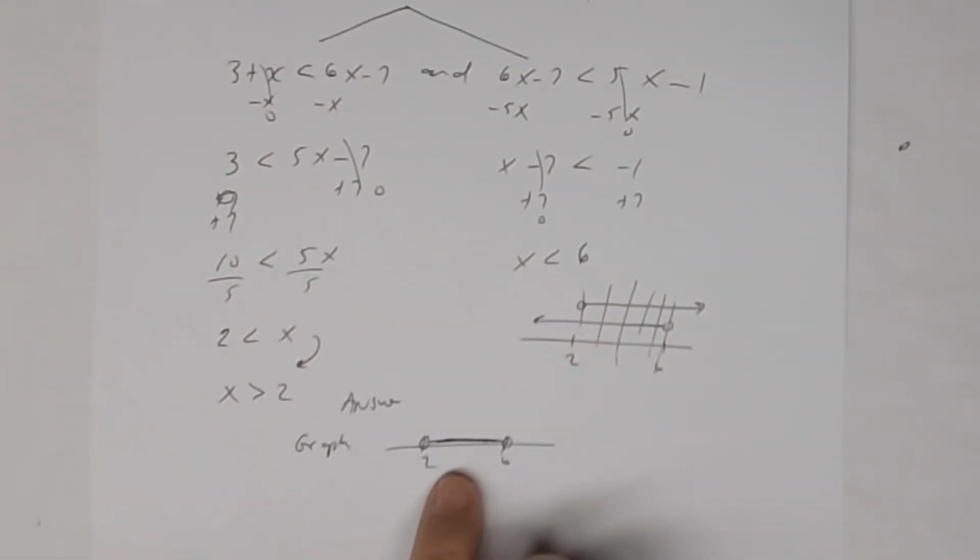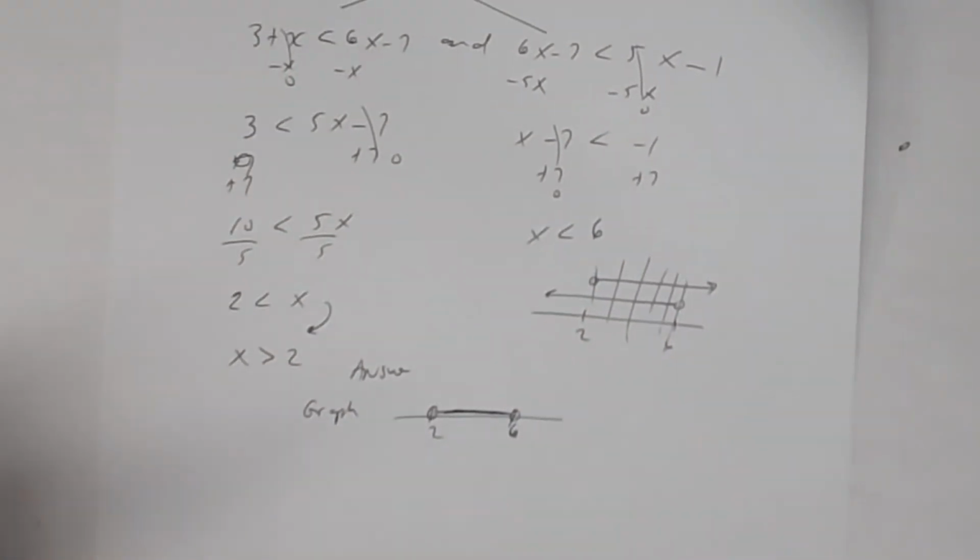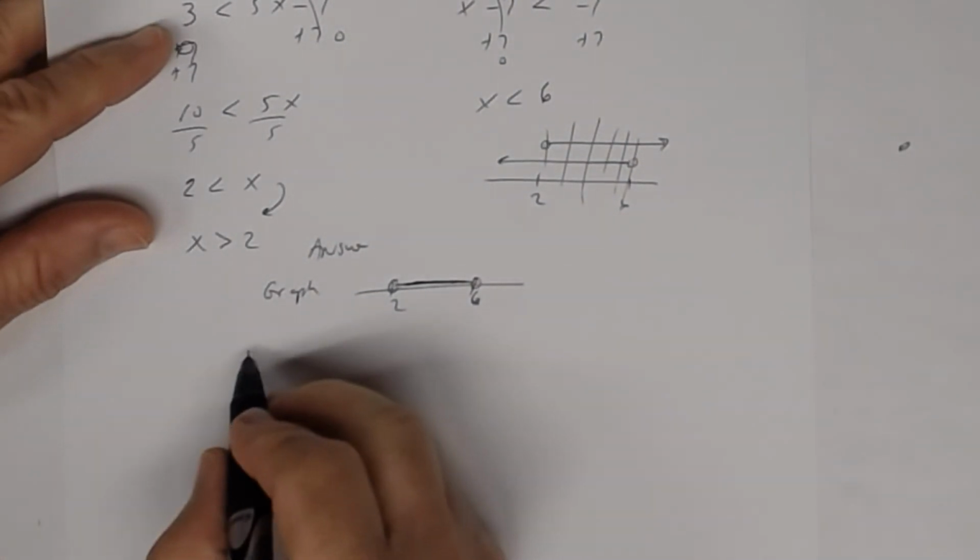So for example, 3.87 is a solution, 2.0006 is a solution, let's say 10 divided by 3 is a solution, things like that. So any real number between 2 and 6. All right, that's a 6. Okay, now your interval notation.